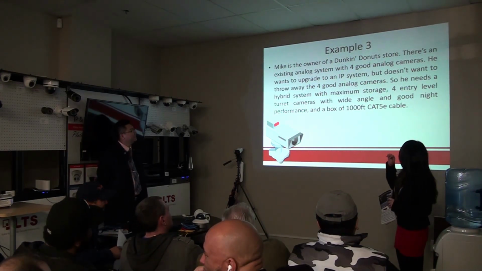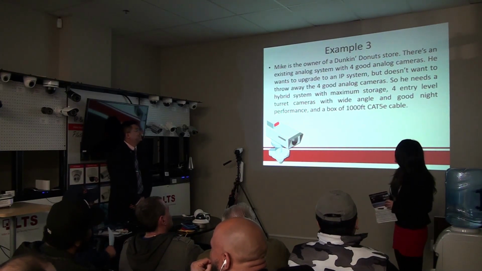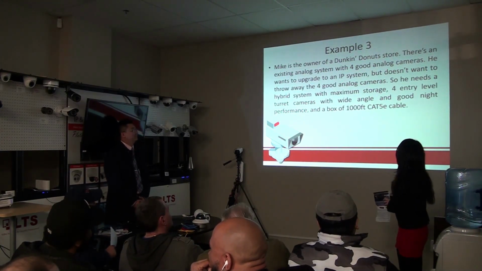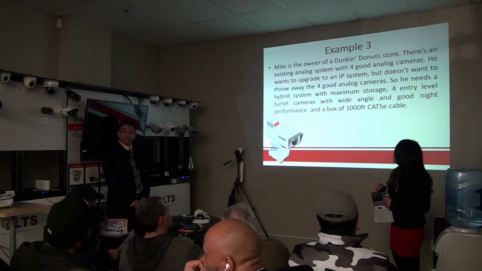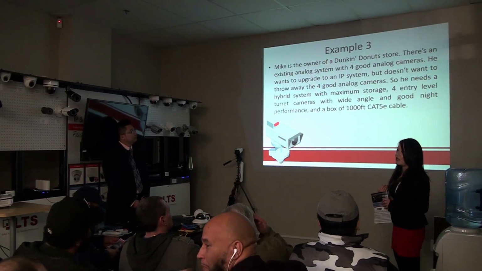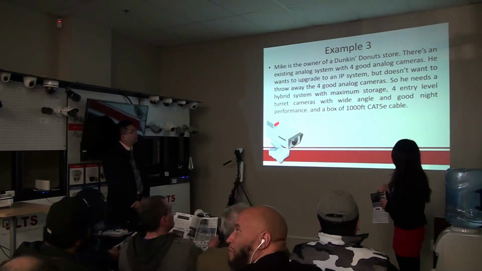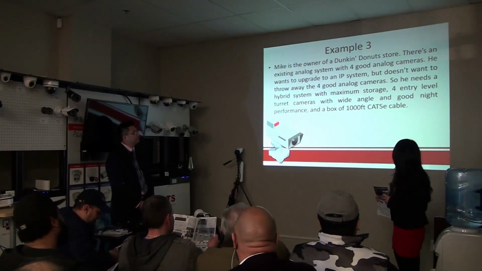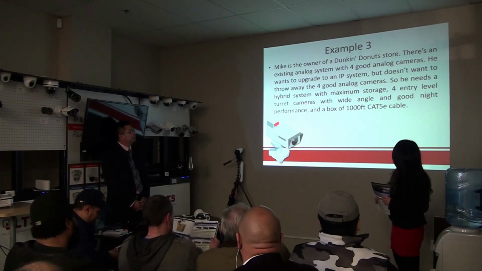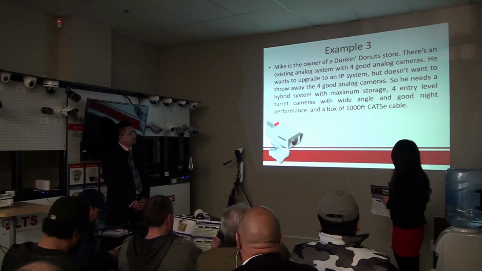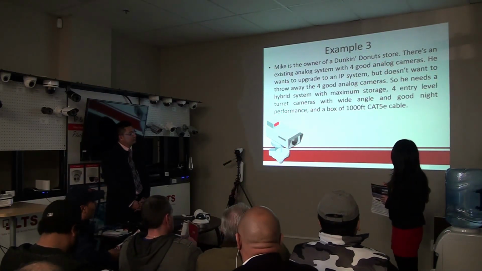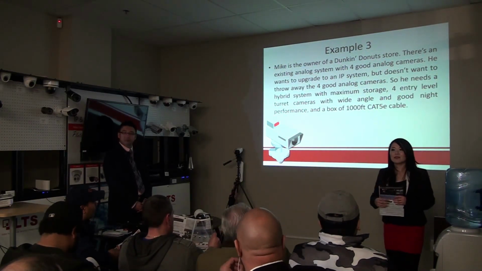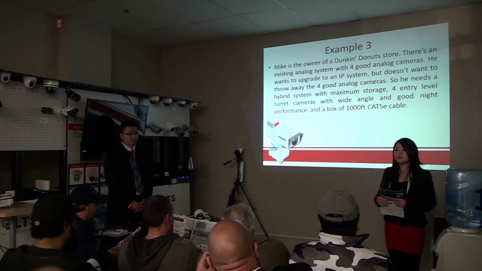Mike is the owner of a Dunkin' Donuts store. There's an existing analog system with 4 good analog cameras. He wants to upgrade to an IP system, but doesn't want to throw away the 4 good analog cameras. So he needs a hybrid system with maximum storage, 4 entry-level turret cameras with wide angle and good night performance, and a box of 1,000 feet Cat5e cable. So we have accessories in this part.